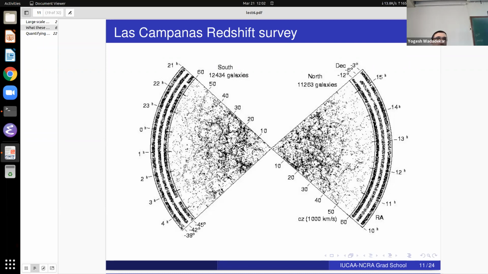Las Campanas is located in Chile, in the southern hemisphere. So they are able to observe galaxies in the southern hemisphere easily. That's why they've not done the northern galaxies. Same would hold true if it were in the northern hemisphere, they would all be northern galaxies, not southern galaxies.